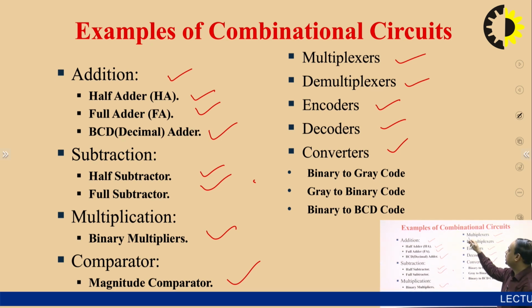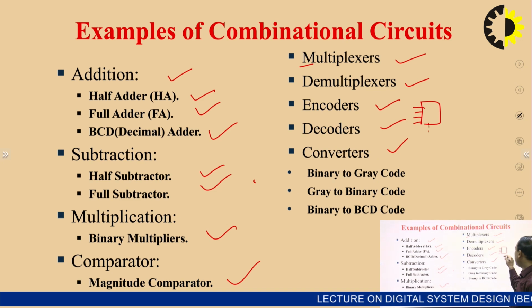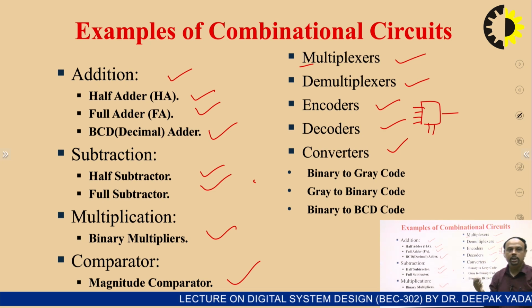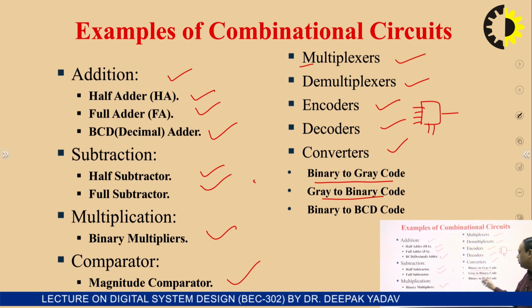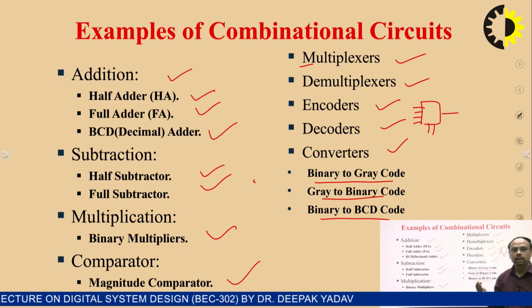These are some high-end circuits which are used in digital circuit design. Like if we take the example of a multiplexer, a multiplexer is nothing but multiple lines, one of which is selected with the help of selection lines to the output. So this is the basic example of a multiplexer. Similarly, the demultiplexer we will see in the upcoming lectures. And converters are binary to gray code converters, gray to binary converters, binary to BCD converters, and these are examples of different combinational circuits.